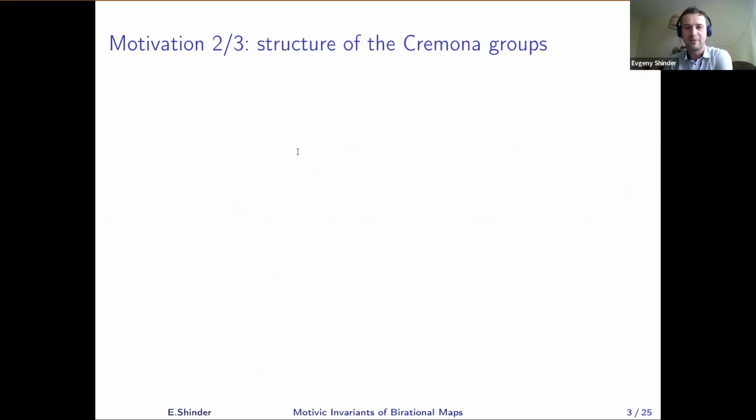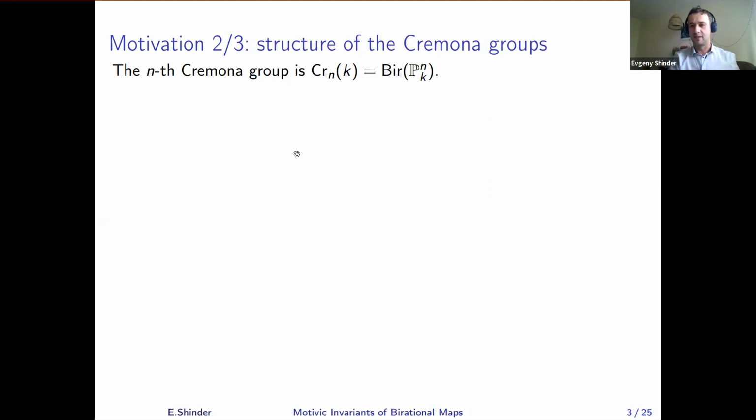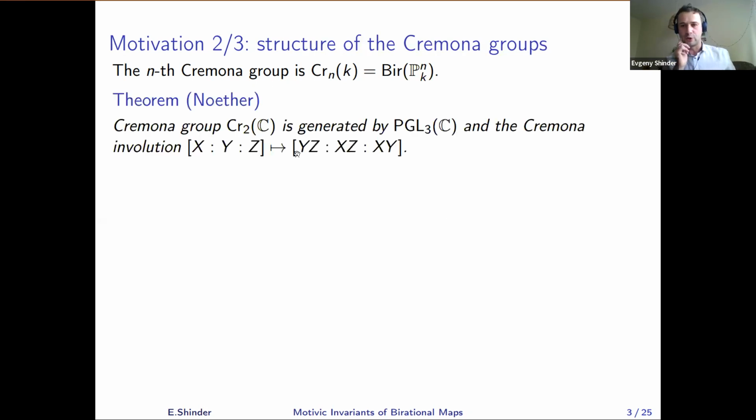Okay, so we pass to motivation 2, which is the structure of Cremona groups. Cremona group is the group of birational self-maps of a projective space. It has been studied a lot, but still most basic things are unknown. It's fully understood in dimension 2 over an algebraically closed field, when it's generated by a single involution, the Cremona involution, 1 over X, 1 over Y, 1 over Z, and regular automorphisms of P2.